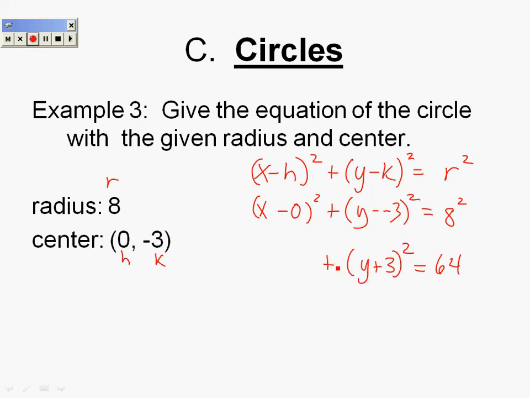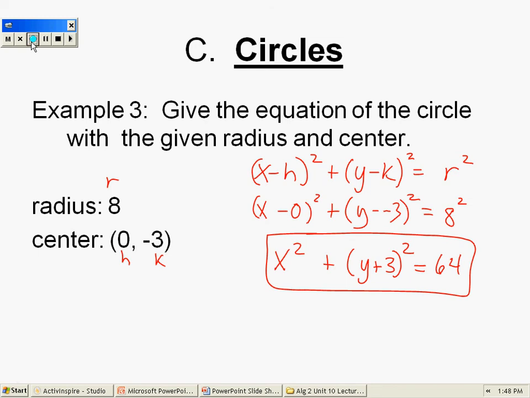positive. And how do you think we can simplify x minus 0? Let me ask you this. What's 5 minus 0? 5, right? So what's x minus 0? It's just x, right? And there's the equation of a circle right there.